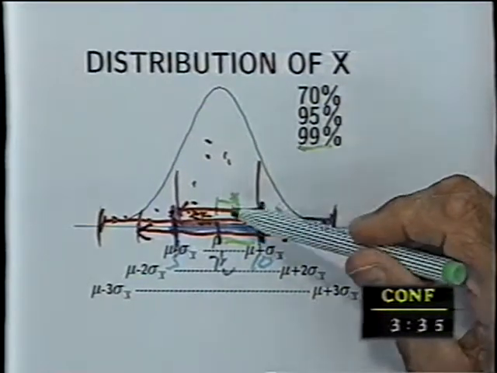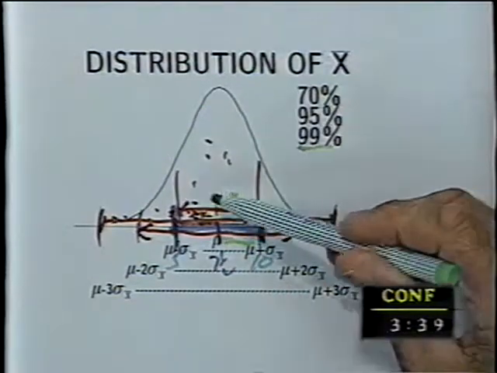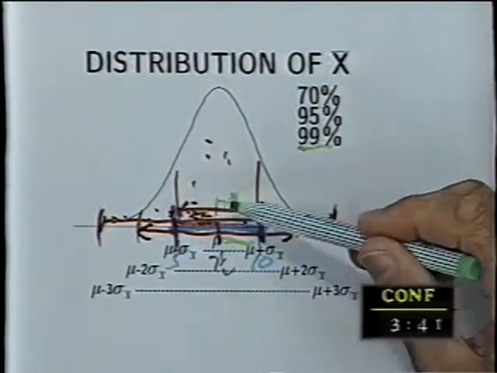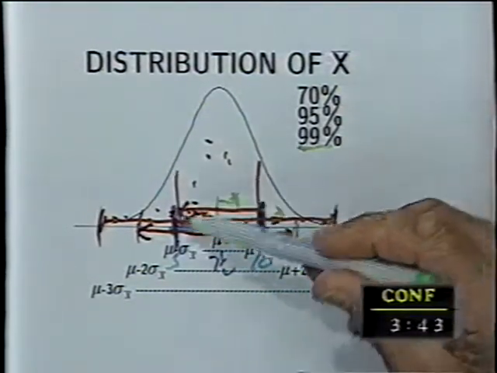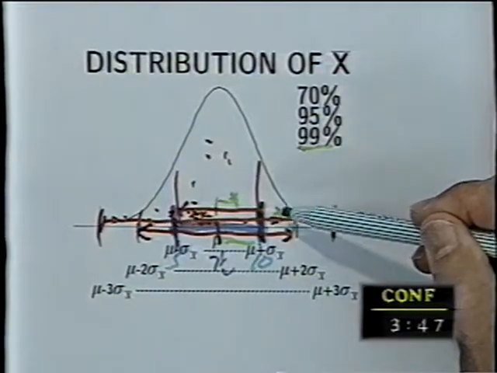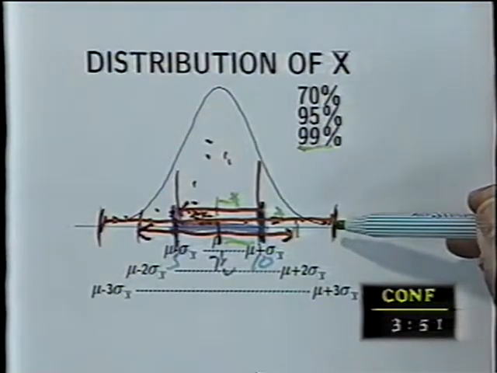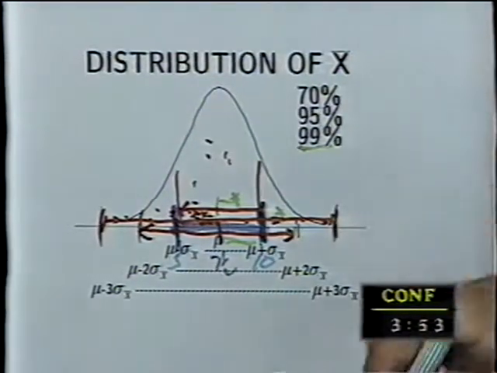All right? So, they will differ from their mean by less than one standard deviation 70% of the time. They will differ from the mean by less than two standard deviations 95% of the time, and they will differ from the mean by three standard deviations or less 99% of the time.